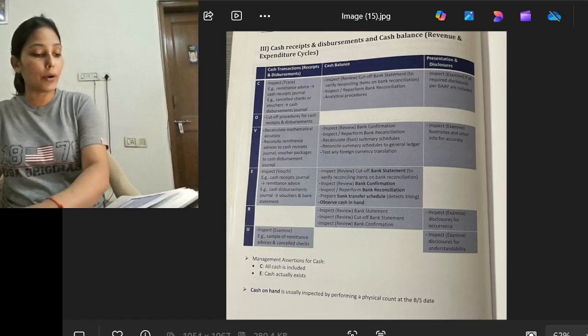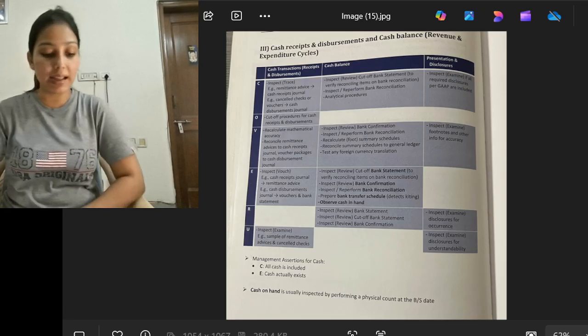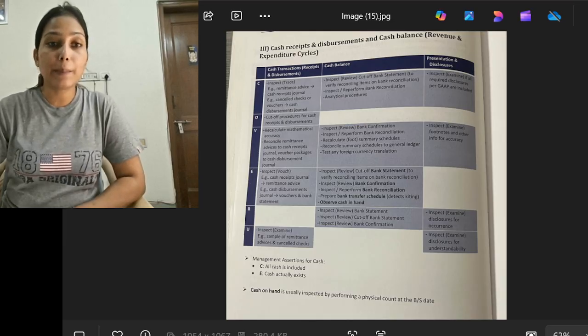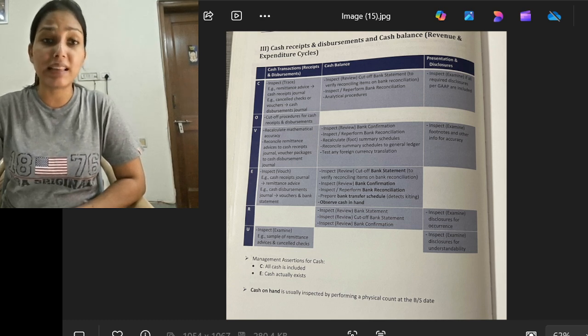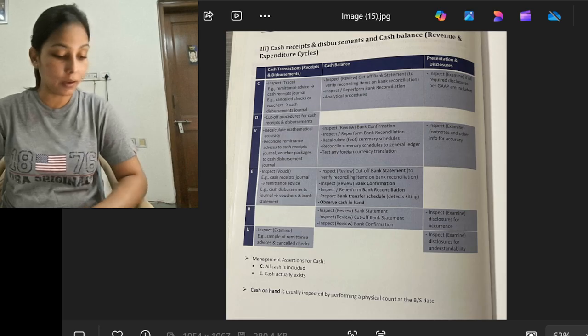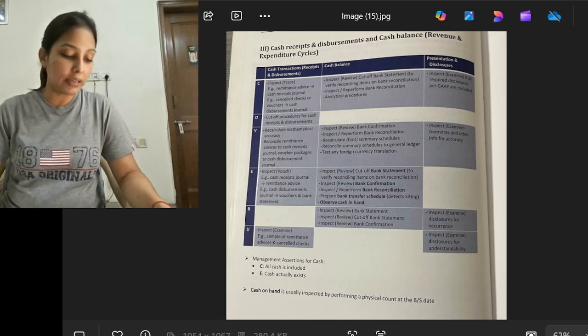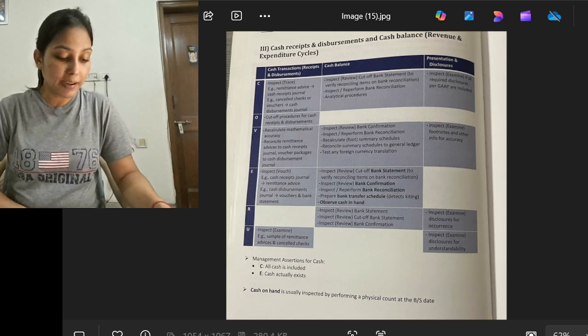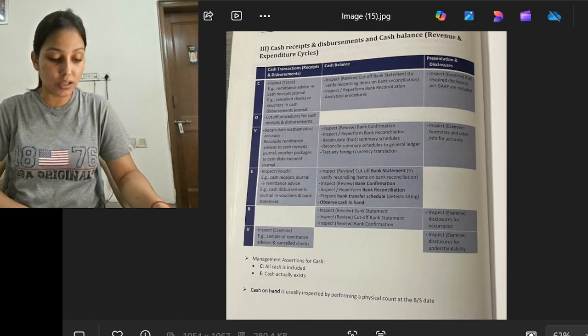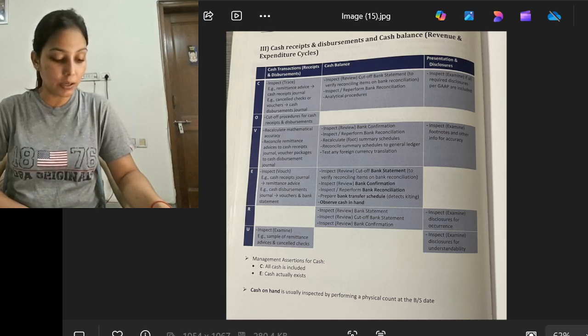Now we will be talking about cash received, cash disbursements, and cash balances. This is the part from revenue and expenditure: cash received from the revenue part and cash expenses from the expenditure part. If we talk about receipts and expenditures, then inspection is done to ensure completeness, where remittance advice is checked, cash receipt journals are verified, cut-off procedures are performed, and the calculation of mathematical accuracy is done.